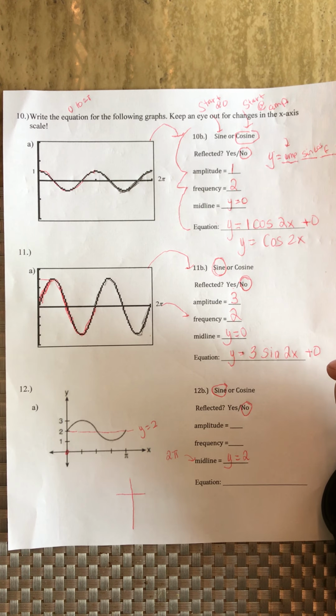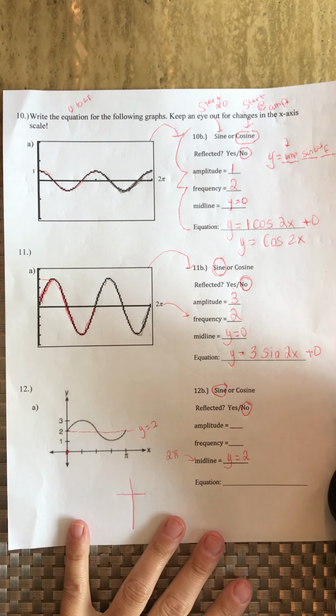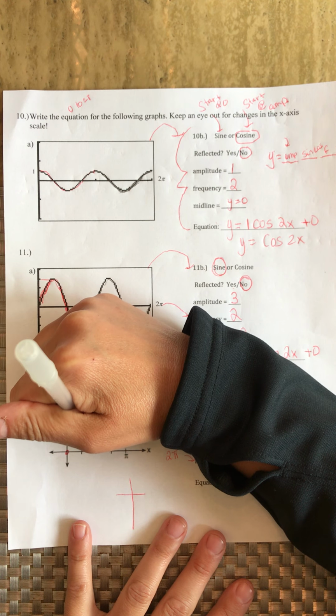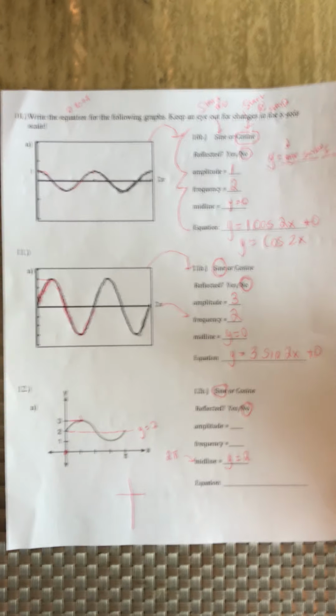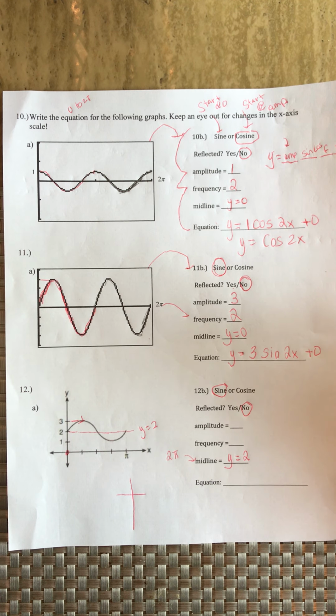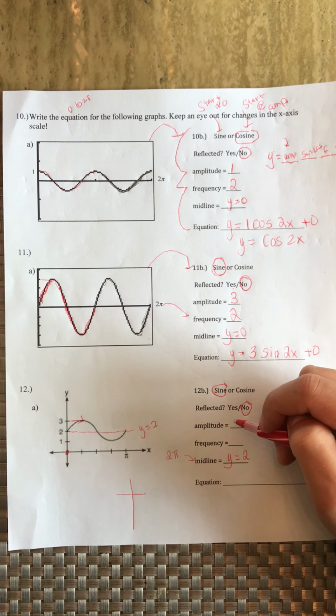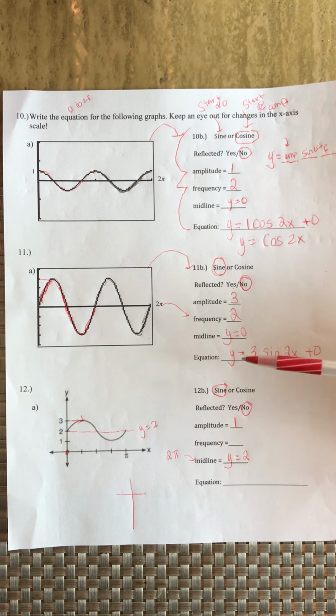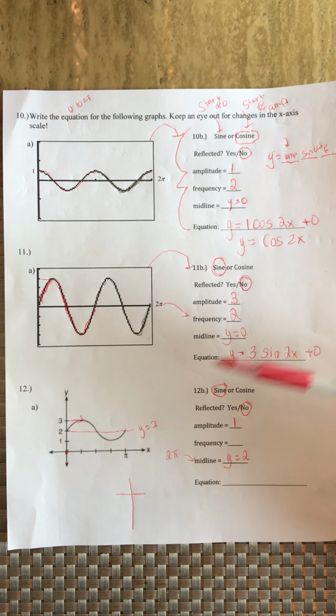The amplitude, you have to, again, be very careful with this because a lot of kids want to say the amplitude is 3. Okay, that's not the amplitude. That 3 was shifted 2 units up, so our amplitude is actually 1. And if that 1 was shifted 2 units up, then I would be at 3.